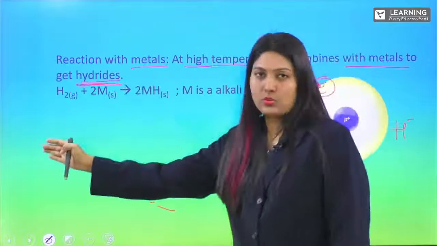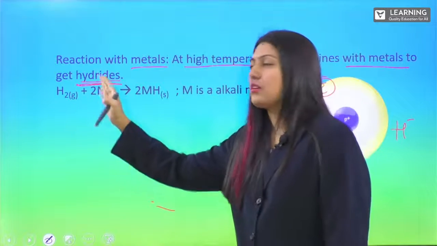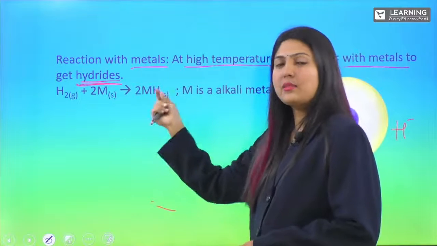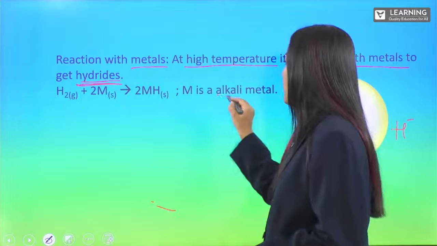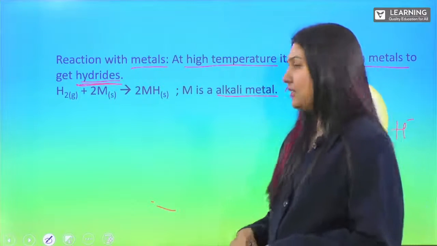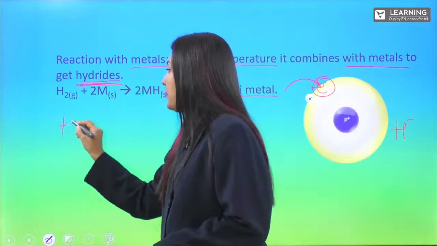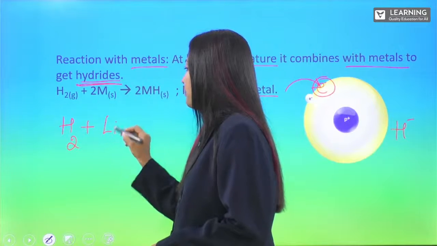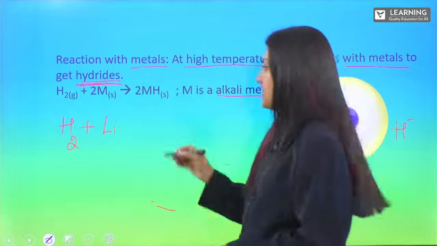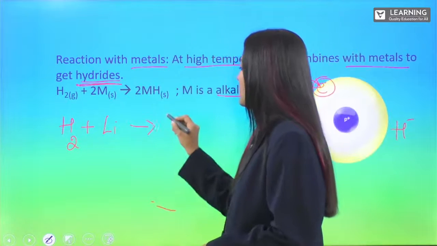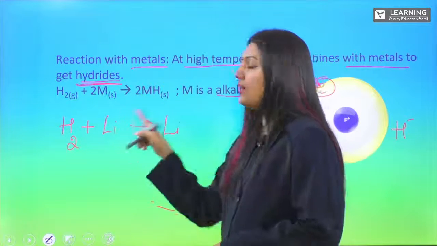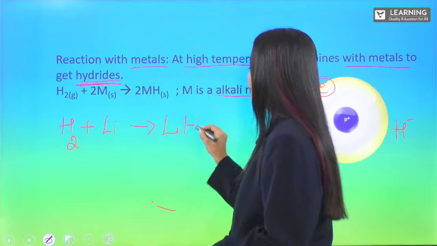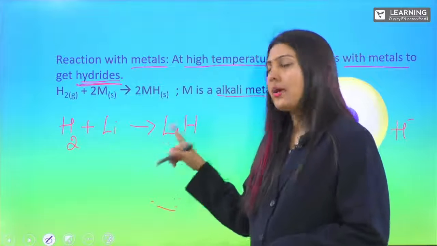So if you see, hydrogen, M is metal. Hydrogen reacting with metal, we get MH, that is metallic hydride. Here the metal is taken as an alkali metal. If I take an example, hydrogen reacting with lithium. Lithium is an alkali metal? Yes. So what is the reaction I get? Lithium has one electron in the outermost shell. It donates one electron, and hence I get LiH, lithium hydride.